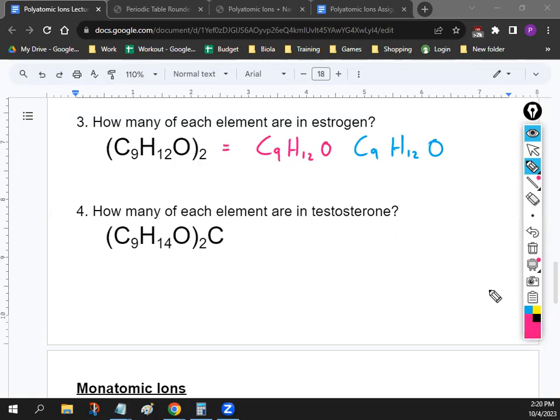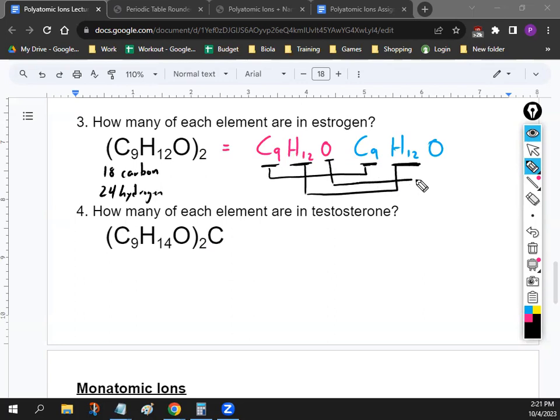All right, so if we wanted to count up the elements, we can just count them up real quick. You have 9 carbons here, so you got 2 of them. So you'll have a total of 18 carbons. You have 12 hydrogens here, 12 hydrogens here. That's a total of 24 hydrogen. And then you got 1 oxygen here, 1 oxygen here. So that's a total of 2 oxygen. Okay. So that's pretty much what those parentheses are.